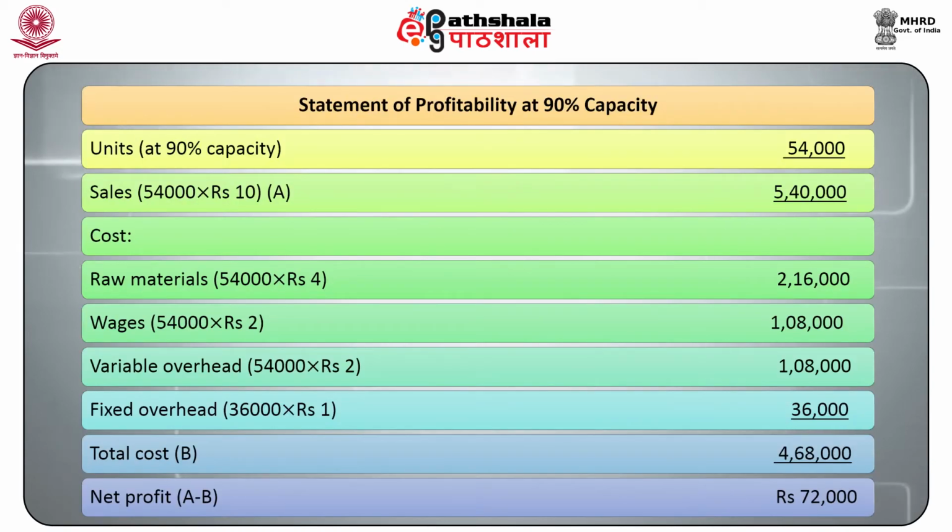The solution for this is the statement of profitability at 90% capacity. The number of units to be taken is at 90% capacity. The sales will give the equal amount accordingly. The cost of raw materials needs to be calculated again for this 90% capacity. The wages, the variable overheads, the fixed overheads will give us the total cost, which is 4,68,000. The net profit would be 72,000 rupees.